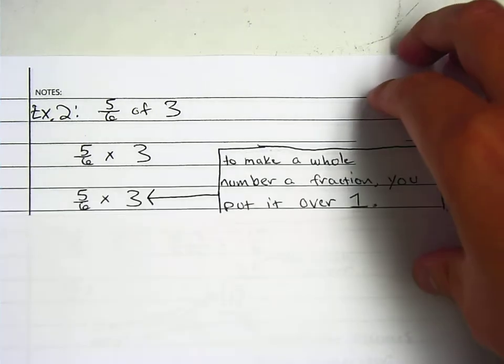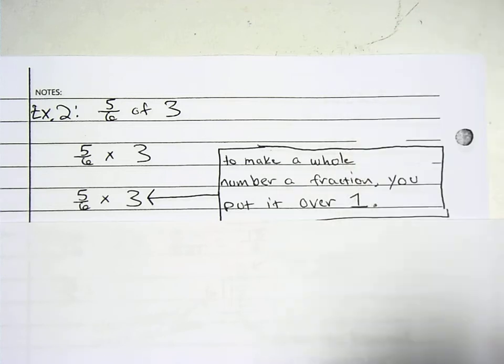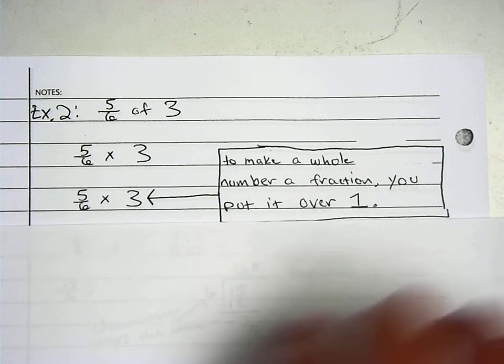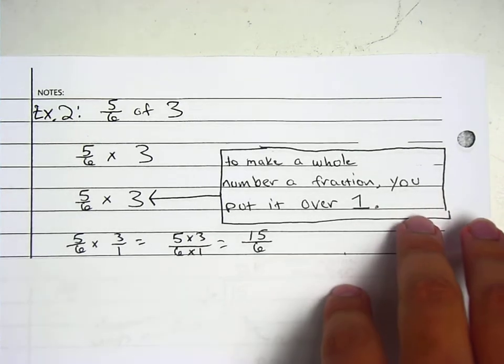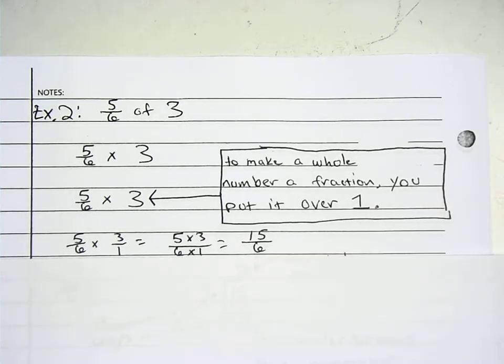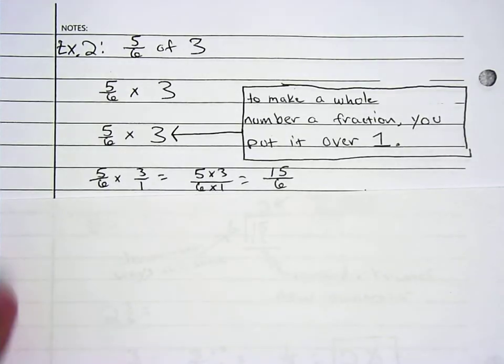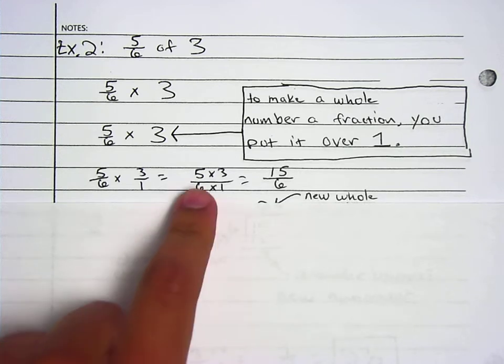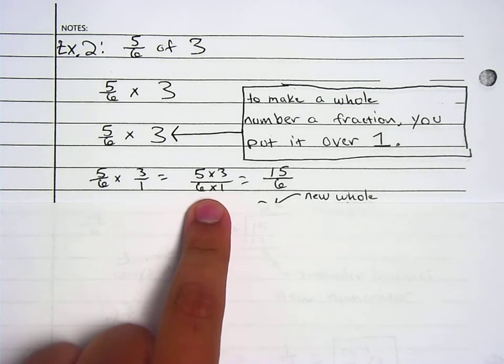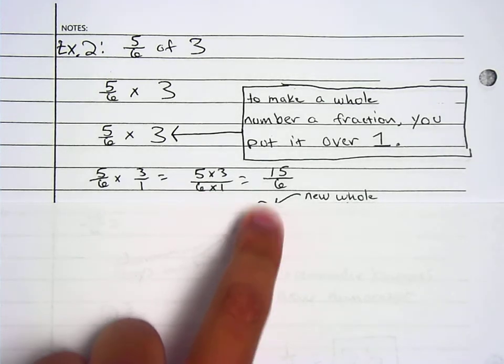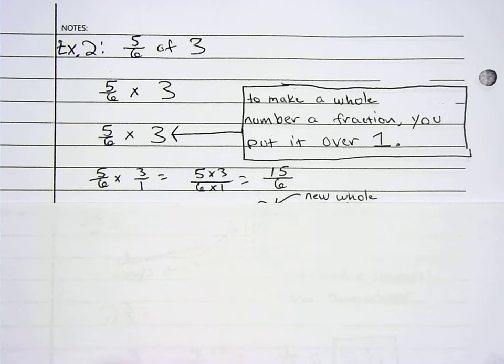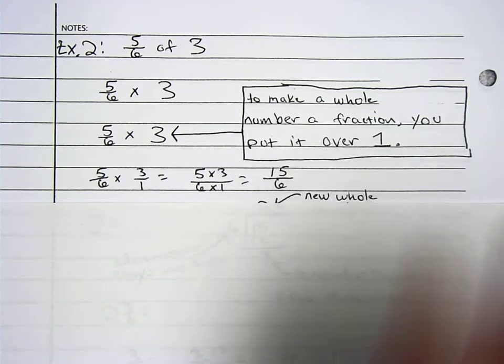Again, another sidebar. To make a whole number a fraction, you must simply put it over 1, which I demonstrate for you here. Now we get to move on to our steps. We take 5/6 and we multiply that by 3 over 1, which was our whole number. And we multiply straight across, so 5 times 3 over 6 times 1. Our product is 15/6.